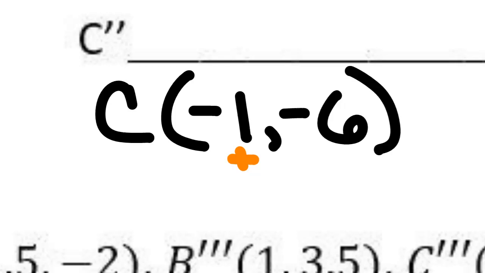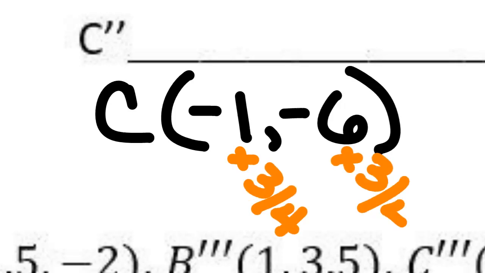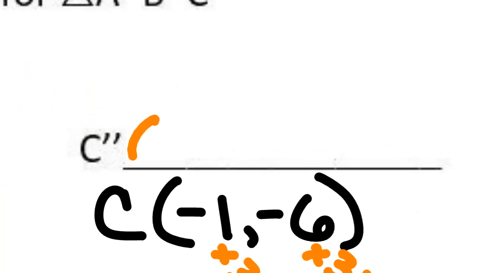What about for point C? What is my new x part? Negative 0.75 or negative 3/4.